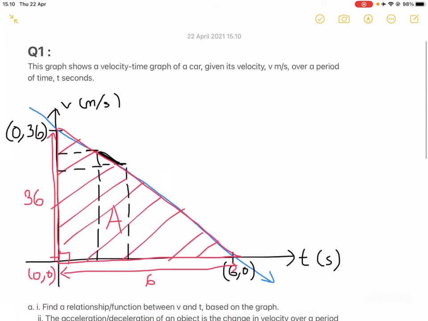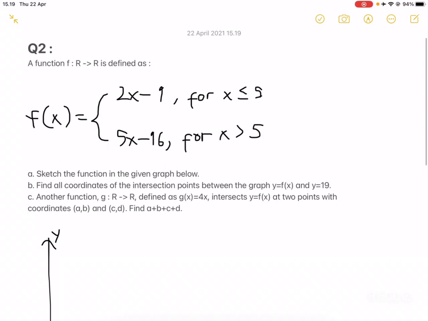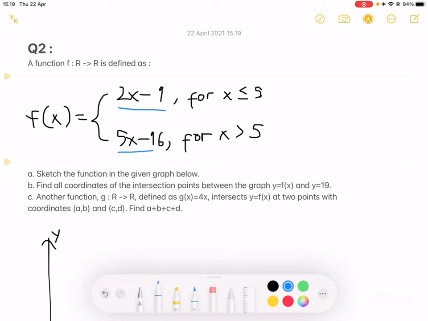Alright, so that is a fresh start for question 1 and jump into question 2, which I would say is pretty challenging for some of you guys. Alright, for question 2, it says that a function f maps the real numbers to the real numbers. So it accepts all real inputs x, and it will map each input to a certain y value on the real numbers. So a function f is defined as a piecewise definition.